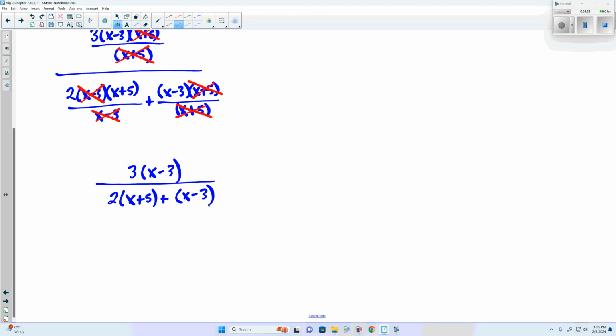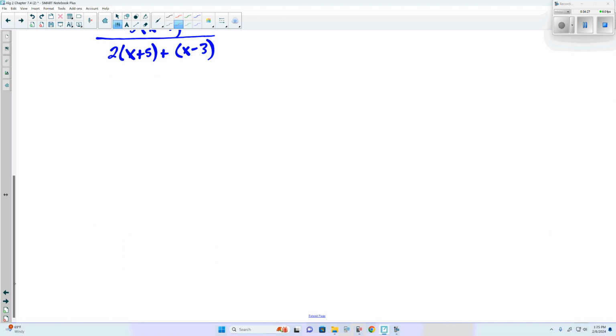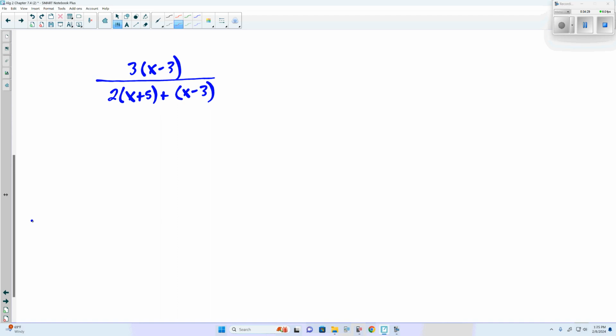Now we need to do some distributing. The reason we distribute is because we need to be able to combine like terms. Are we going to need to combine anything in the numerator? No, it's 3 times x minus 3, yes? There's nothing wrong with multiplying the 3 times x and 3 times negative 3, but if there is something in common at the end, we'd have to factor the 3 right back out. So is there any reason to distribute the numerator? No, we'll leave it alone.